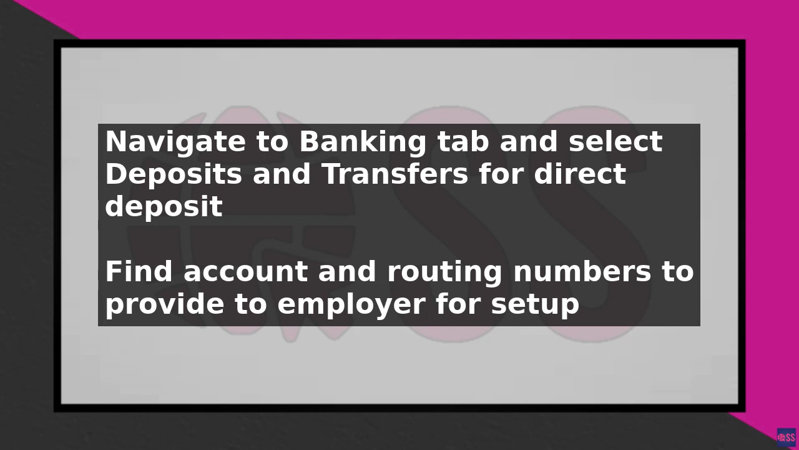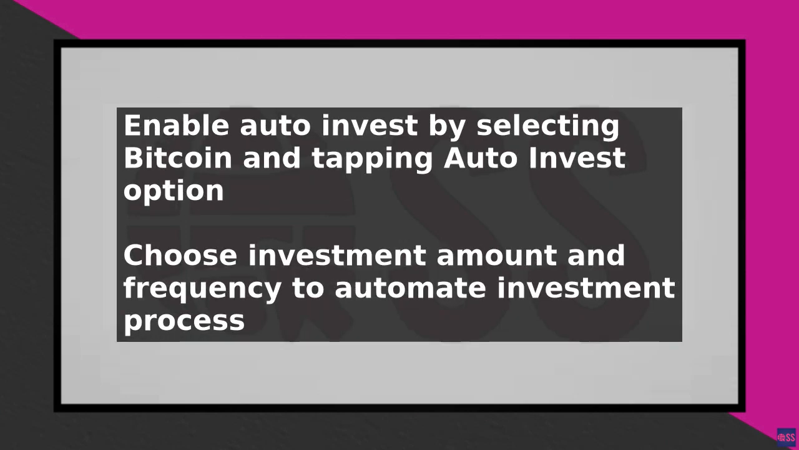To enable auto-invest, go back to the Investing tab, select Bitcoin, and then tap Auto-Invest from here. You can choose the amount of money you want to invest each time you receive a paycheck, as well as the frequency of the investments. You can also set a recurring investment schedule to automatically invest a fixed amount of money at regular intervals.